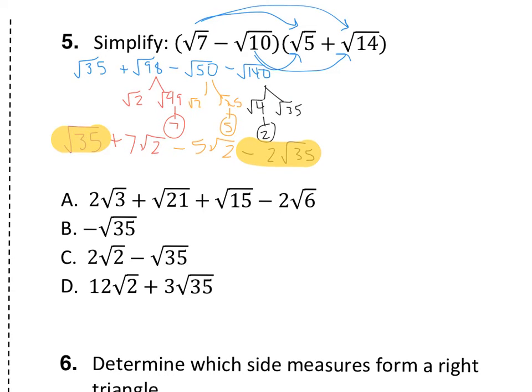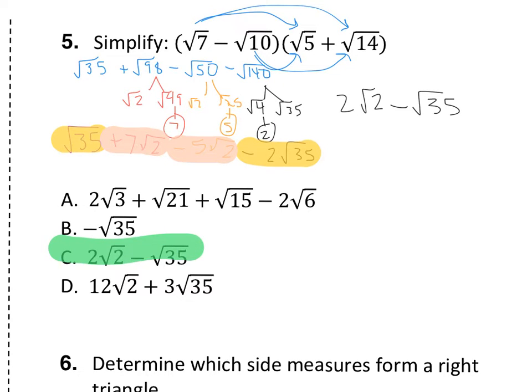And then I also see here that I have 7 square roots of 2 minus 5 square roots of 2. So if I put together those like radicands, square root of 35 minus 2 square roots of 35 is actually negative square root 35. And 7 square roots of 2 minus 5 square roots of 2 is 2 square roots of 2. So I would find that answer to be letter C, 2 square roots of 2 minus square root of 35.